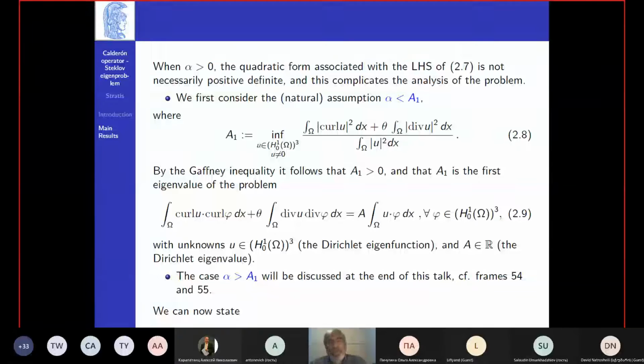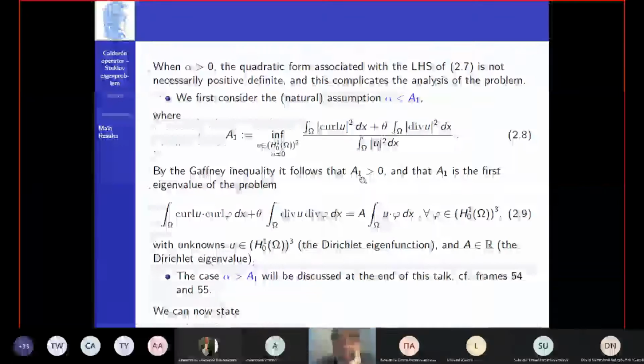So we consider this assumption in blue that alpha, this coefficient, is smaller than capital A1, where A1 is the infimum of this quantity, 2.8. Now it follows that A1 is positive, and that A1 is the first eigenvalue of this problem, of problem 2.9. And so we will consider this case first. In the case that alpha is greater than A1, I will make a couple of remarks in the end, but we have treated this case as well.